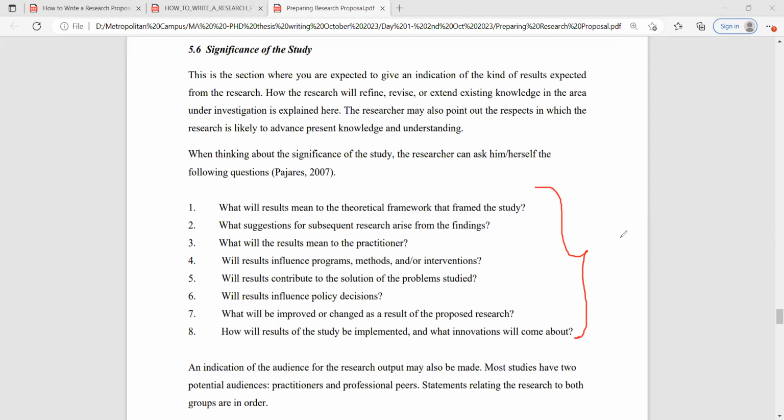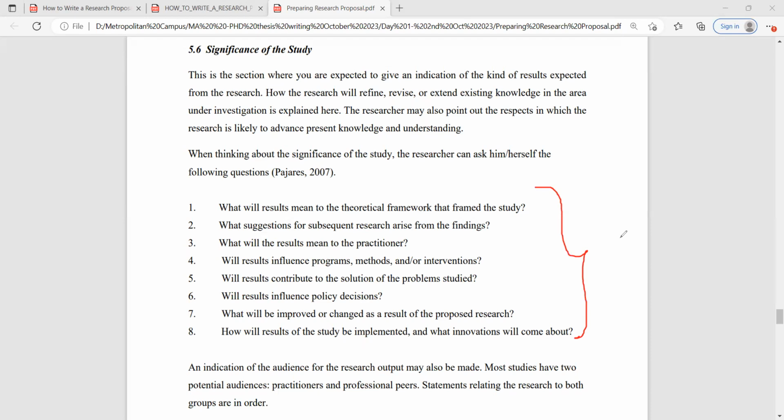When thinking about the significance of the study, the researcher can ask him or herself the following questions. What will the results mean to the theoretical framework that framed the study? What suggestions for the research arise from the findings?